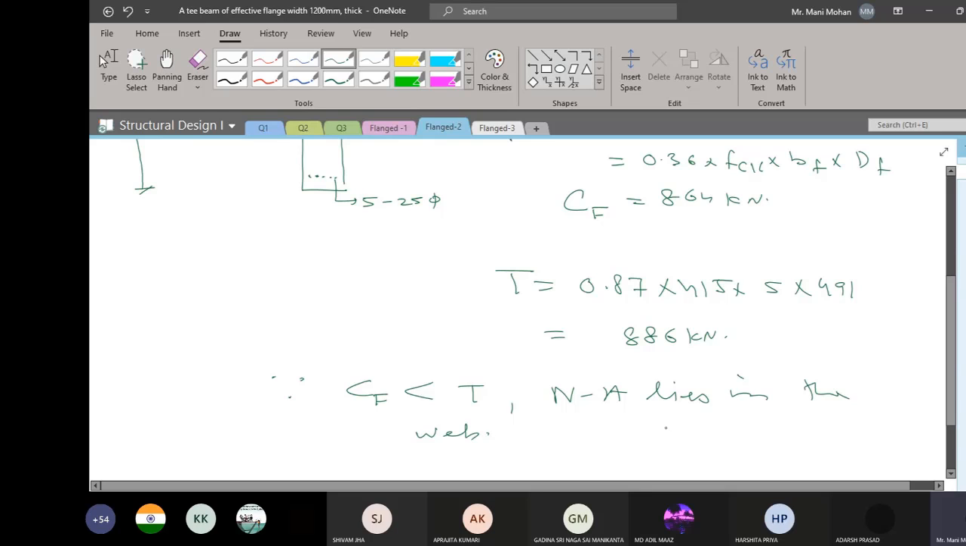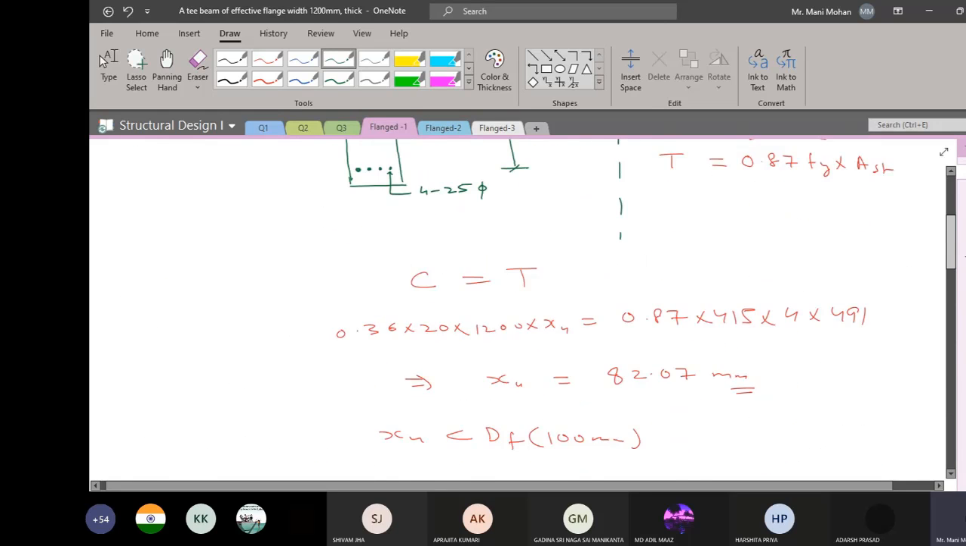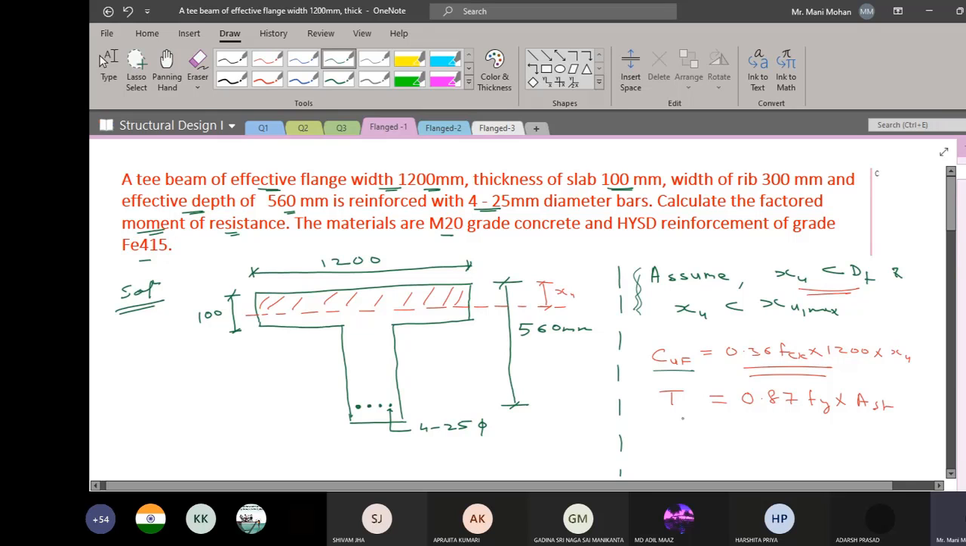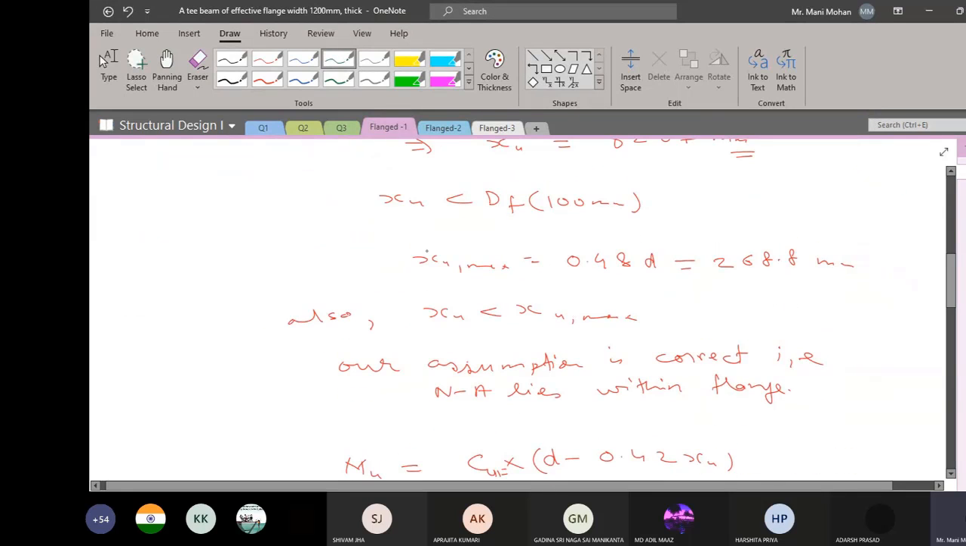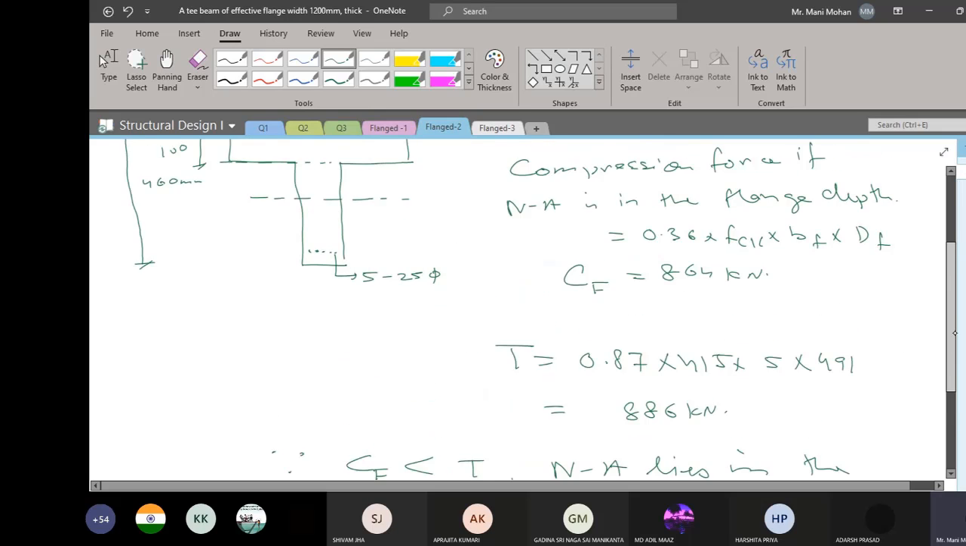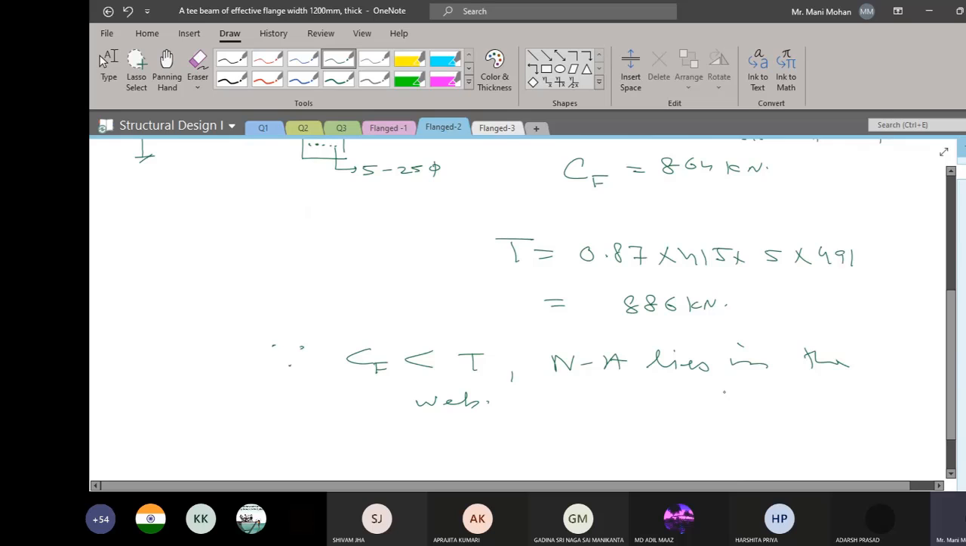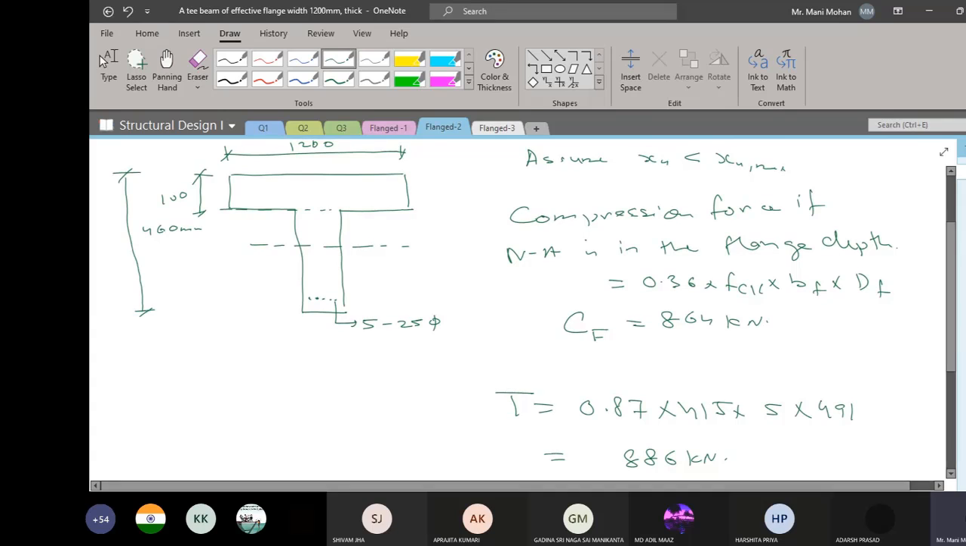So I hope this point is clear without doing these computations, which I did here. First I computed Cuf, then I computed T. Here I computed XU, then I compared XU with depth of flange, and then XU with XU max. Rather than going with that step, it is good that you compute the compression force if neutral axis is in the flange and compare it with the tension force. If you find the compression force in flange less than T, you will say neutral axis is lying in the web. Now when neutral axis lies in the web, again you have 2 more cases.